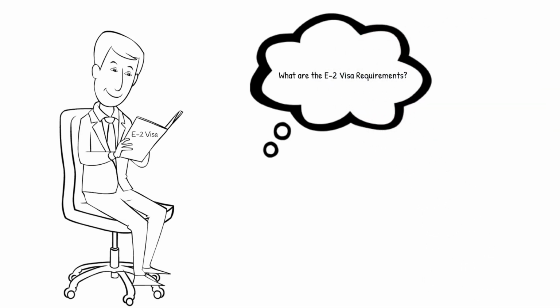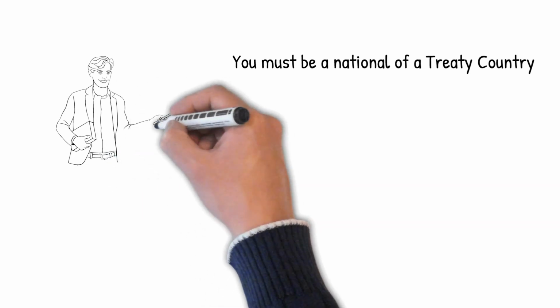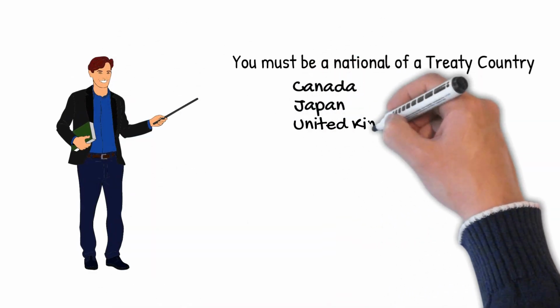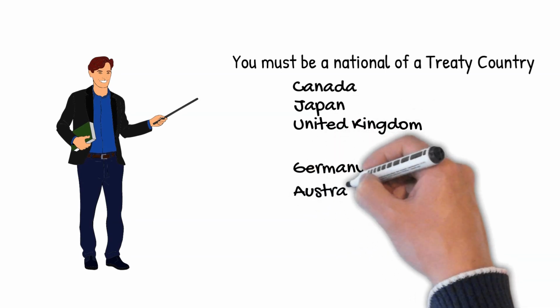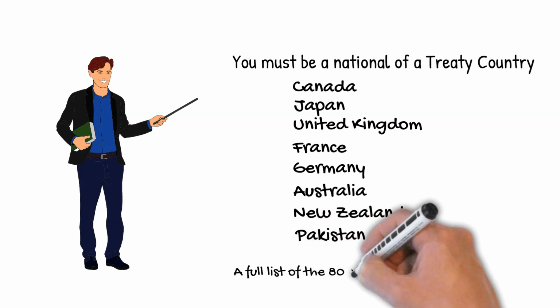The first requirement is that you must have a passport from a treaty country. Here are some to name a few. You can find a link to a complete list of E-2 visa countries by clicking the link below. Remember, the company must always be at least 50% owned by a national of a treaty country.